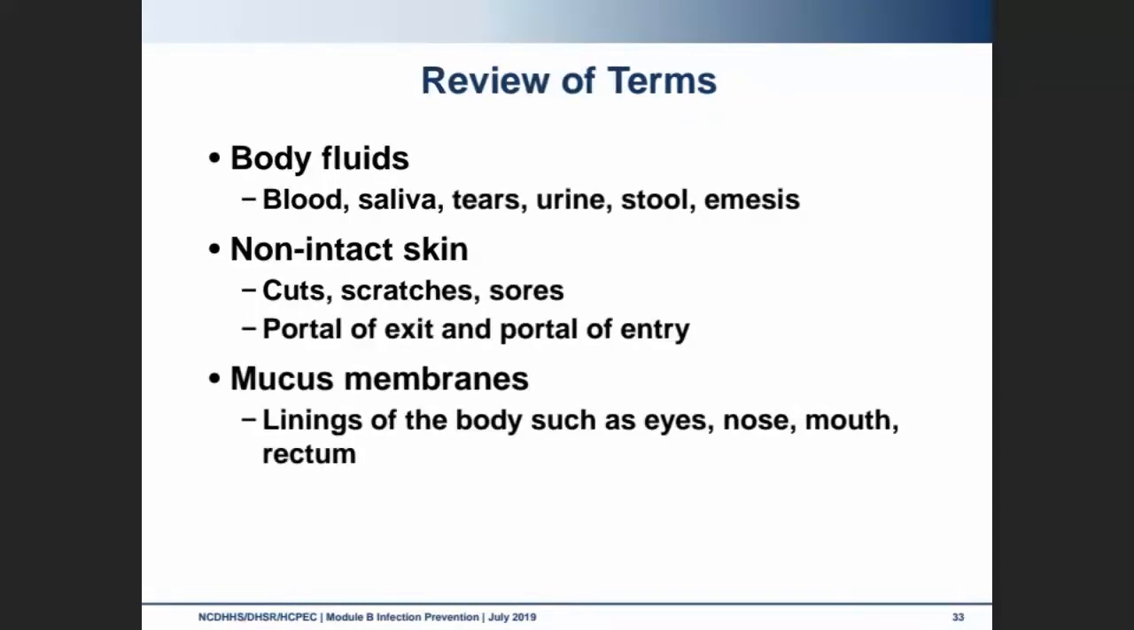Let's real quick review a couple of terms before we continue talking about standard precautions. Recall, body fluids can include blood, pus, liquid from sores, urine, stool, tears, saliva, droplets from sneezes and coughs, and sputum from things that you cough up, as well as emesis or vomit. Non-intact skin includes cuts or scratches and sores that may be oozing different fluids. Mucous membranes, just to make sure you understand what those are, are the linings of any of our natural body openings. That would be like our eyes, nose, mouth, rectum, or genitals.